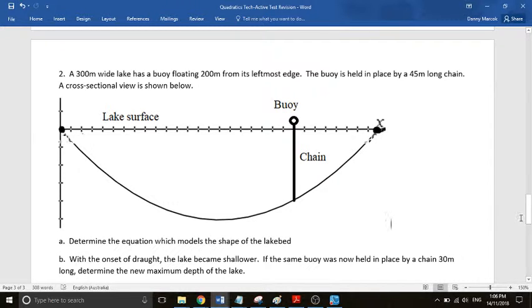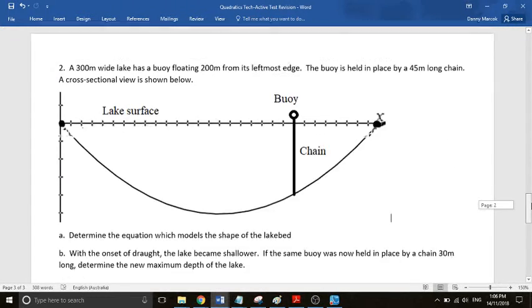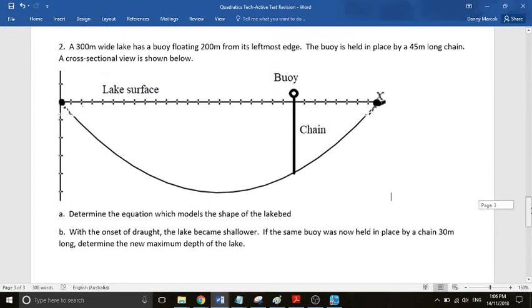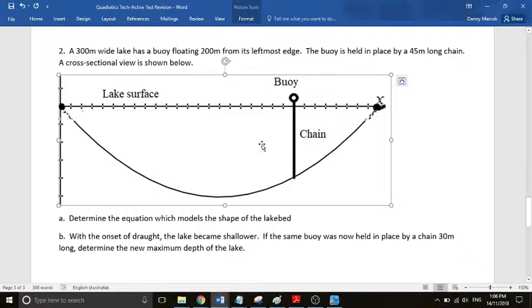And then the next part there, with the onset of drought, the lake became shallower. If the same buoy is now held in place by a 30-meter long chain, determine the new maximum depth of the lake. So what we're going to do, we're going to look at how we solve this. My advice, take this and draw all over it using the information you've got.